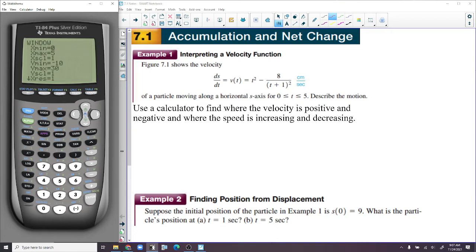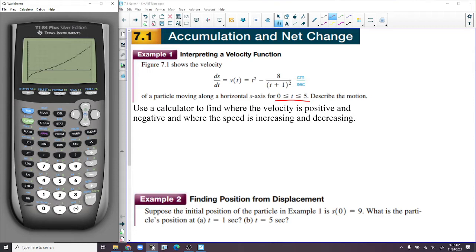Yeah, because 0 to 5 because of this. So we're including 0. We're including 5. And you got to go from negative 10 to 30 to have this equation fit nicely so that we can actually see the values to the right side. So 0 to 5 and negative 10 to 30. And when we graph, this is what we get for the velocity equation.